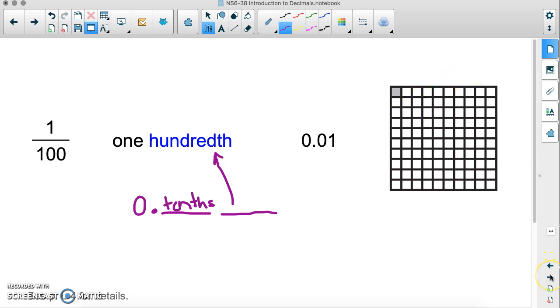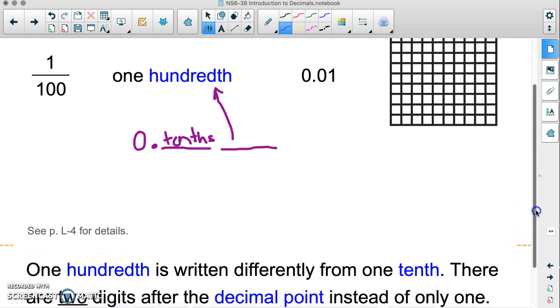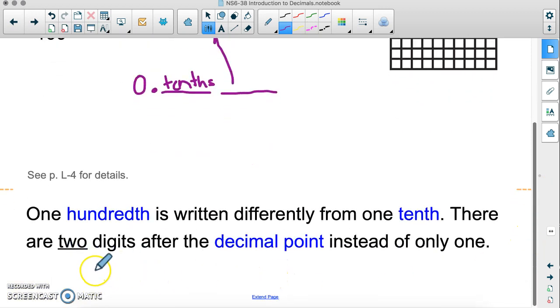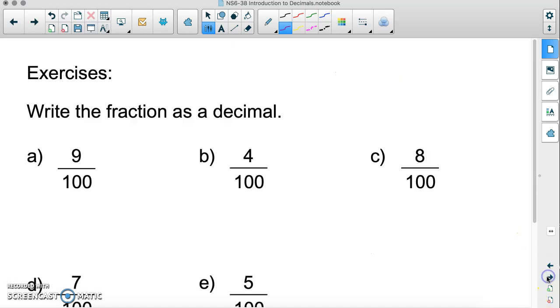So how then would you write 2/100ths as a decimal? If I wanted you to show me 2/100ths, how would you show that? 2/100ths would be 0.02. Then if I asked you to show me 3/100ths as a decimal, it would be 0.03. That's what we just talked about. We're going to keep going.